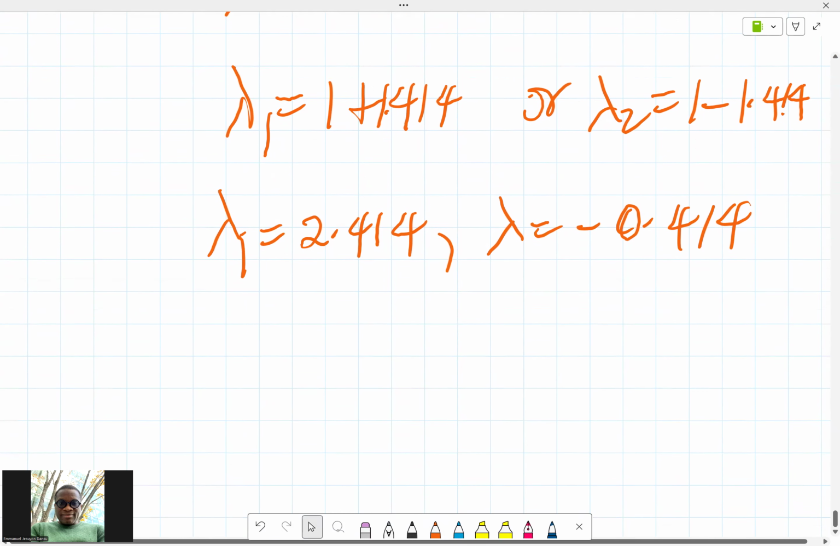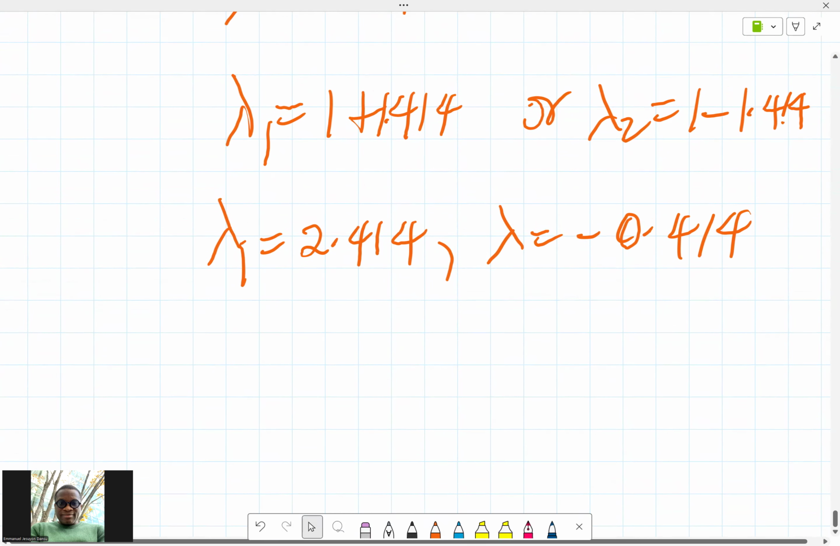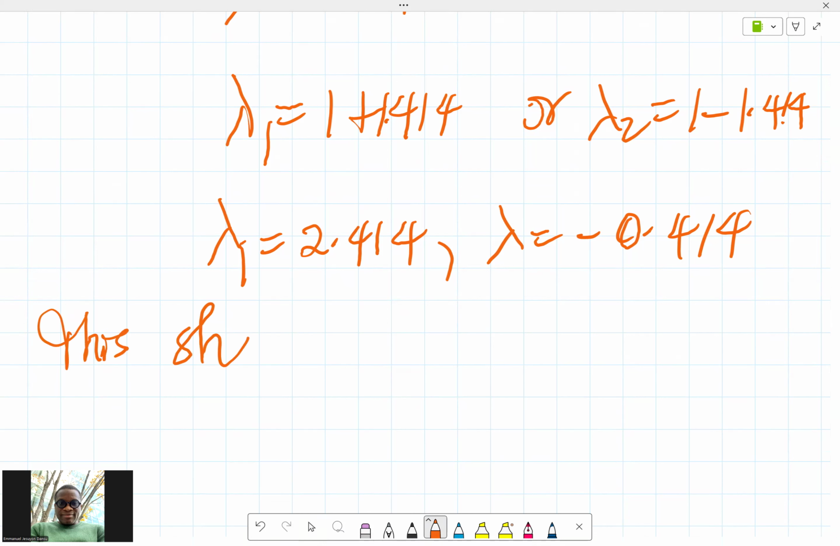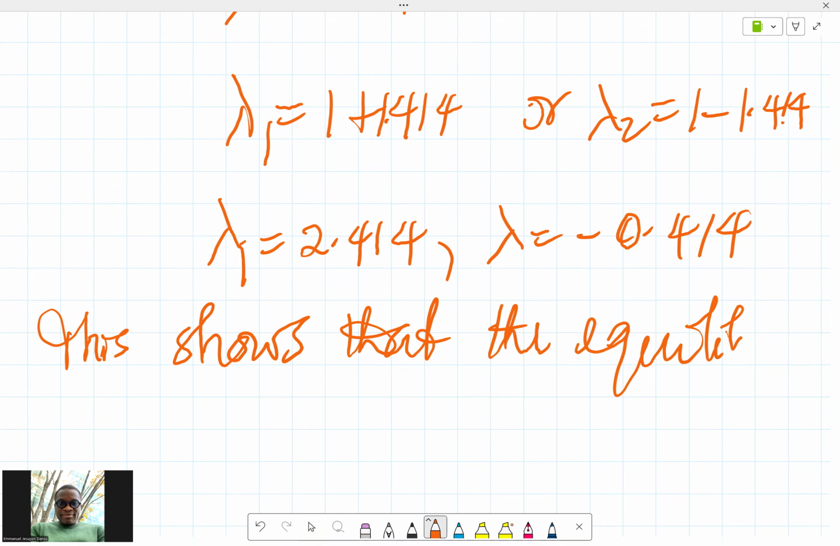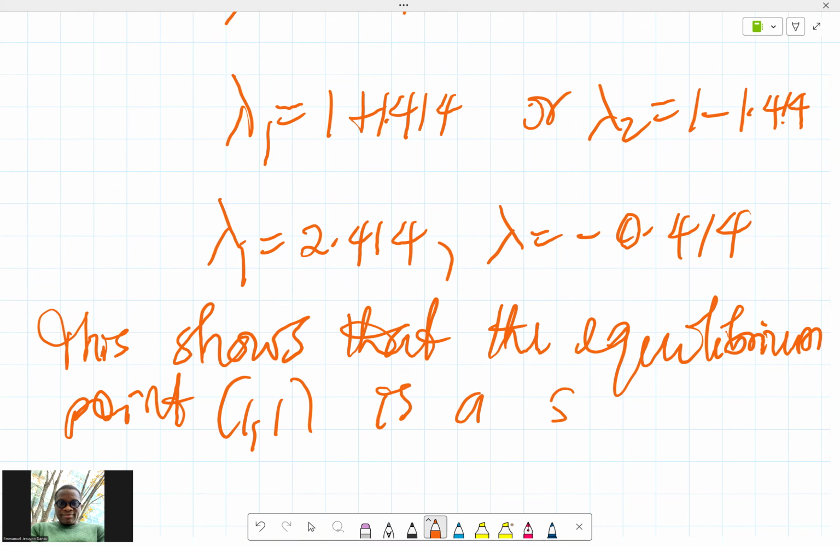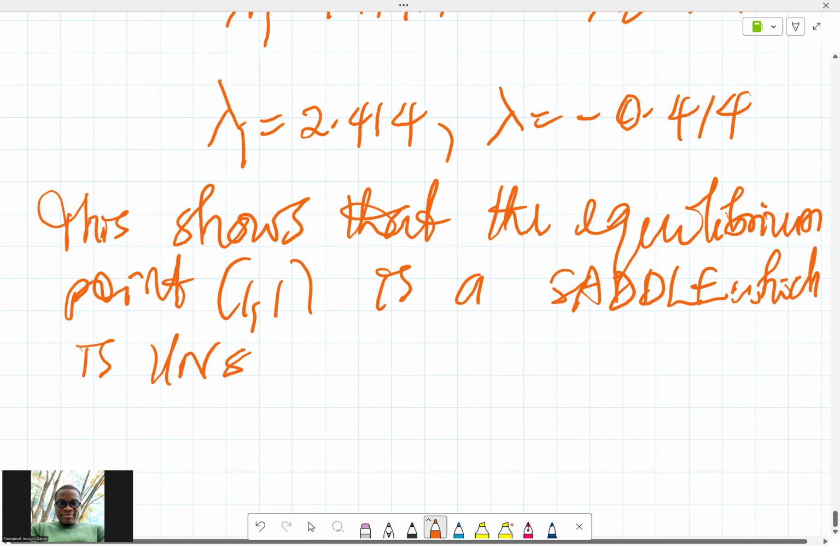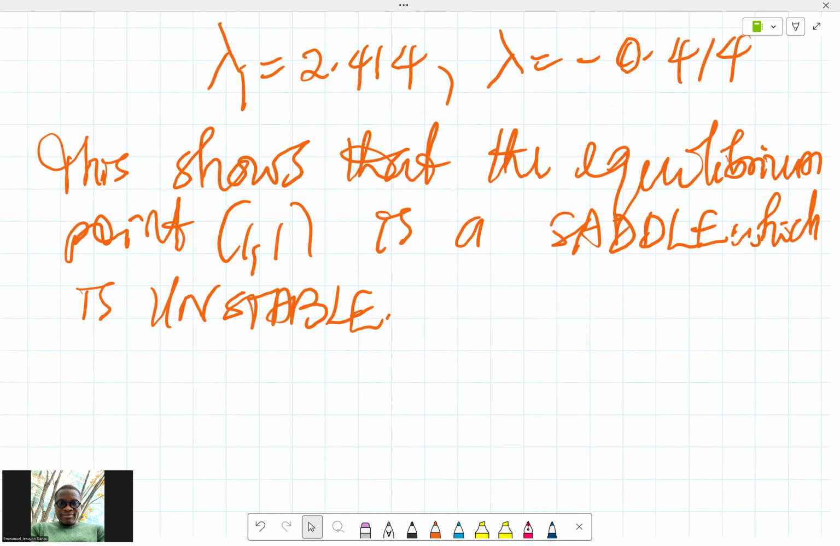So the eigenvalues are not both negative, right? They are not both negative. One is positive, one is negative. So this shows that the equilibrium point 1, 1 is also a saddle, right? One is positive, one is negative. It is a saddle, which is also unstable.